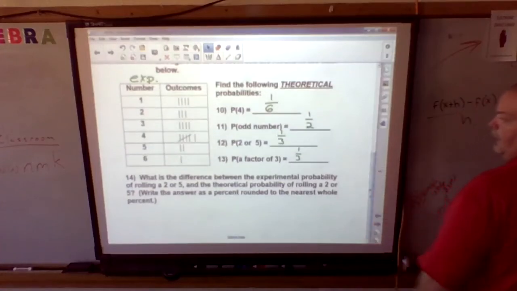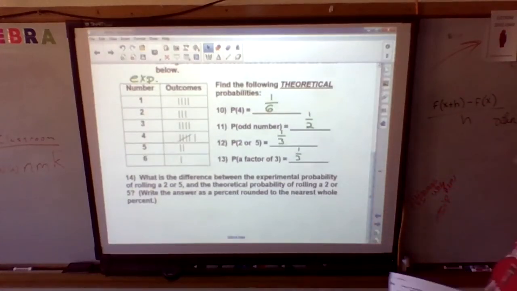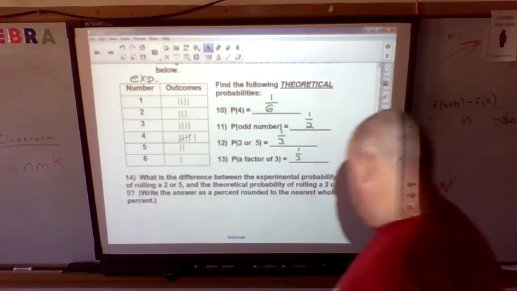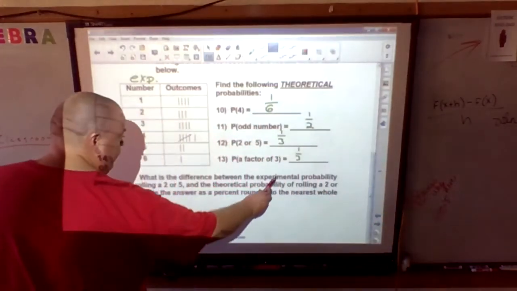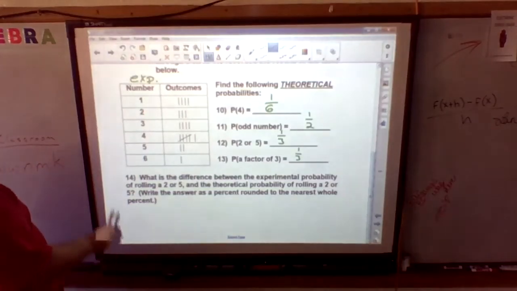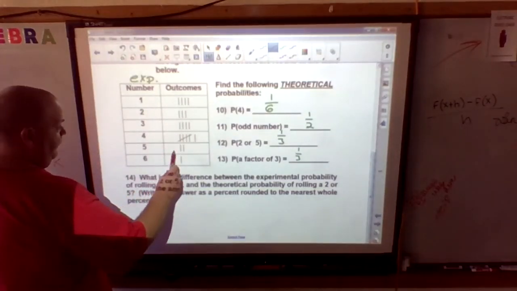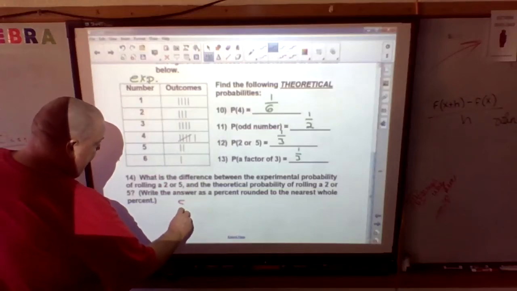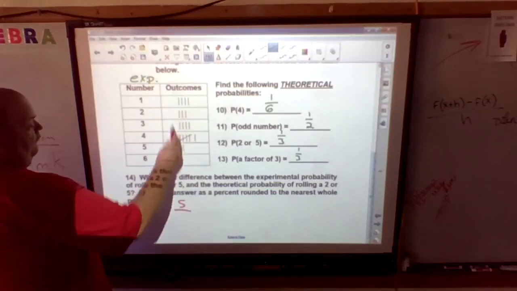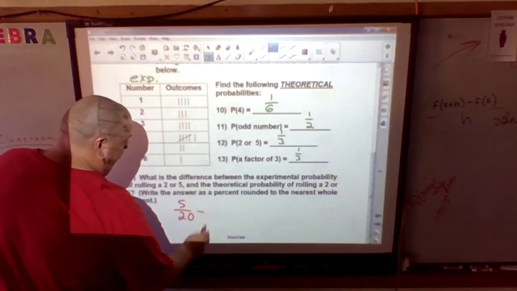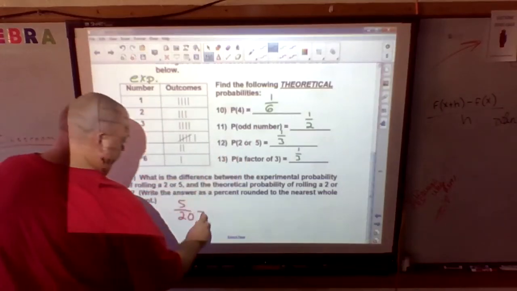See if I can scroll things down here. What is the difference between the experimental probability of rolling a 2 or 5 and the theoretical probability of rolling a 2 or 5? Write the answer as a percent rounded to the nearest whole number. So let's look over here. Since it lists experimental probability first, we have to find it. So there's 1, 2, 3, 4, 5. So 5 out of how many total rows? 20. Minus the theoretical probability of 1/3.